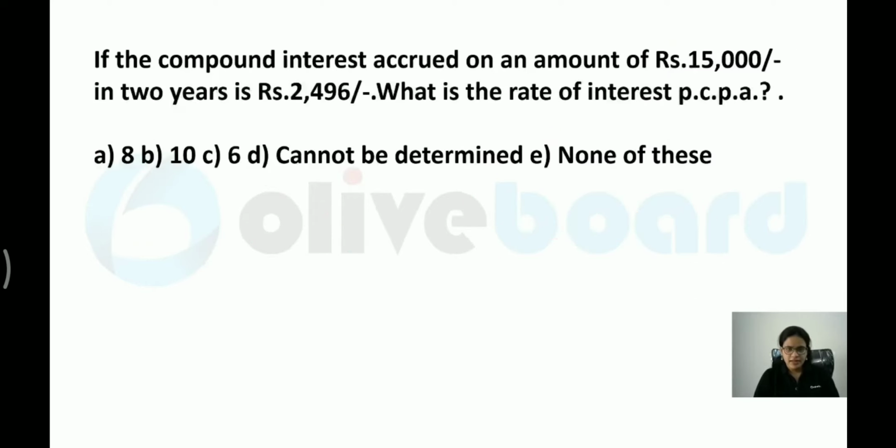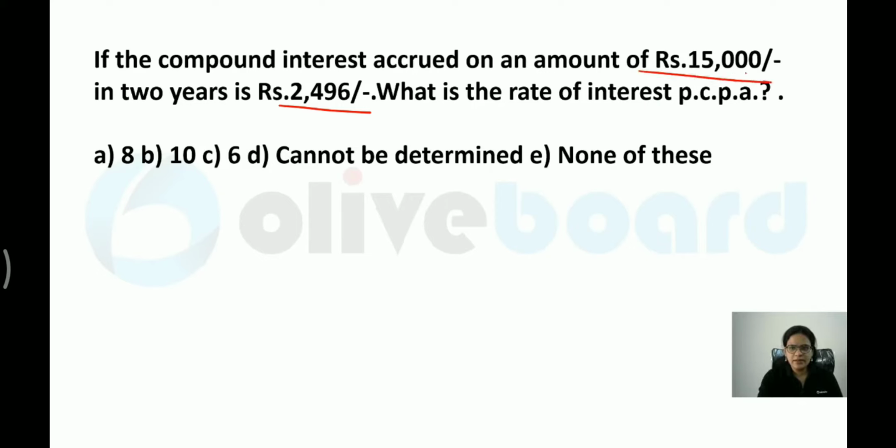Next question. So if compound interest accrued on the amount of 15,000 in 2 years is 2,496, what is the rate of interest over here? So they are asking you the R value in this case. So how will you do this?